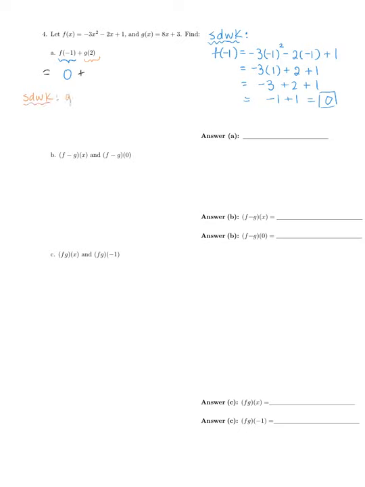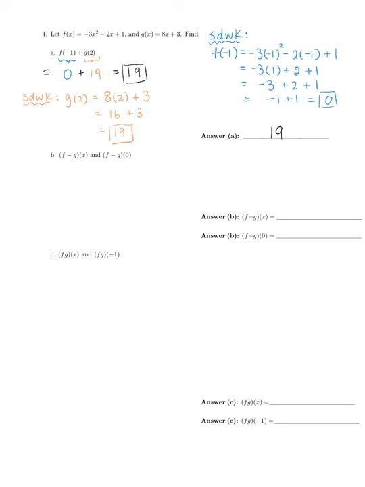Side work for g of 2. Okay, so the g of 2 is going to be 8 times 2 plus 3. So this is 16 plus 3, which is going to be 19. Great, so g of 2 is going to be 19. So 0 plus 19, our answer is going to be just 19. So I'm going to write that here.